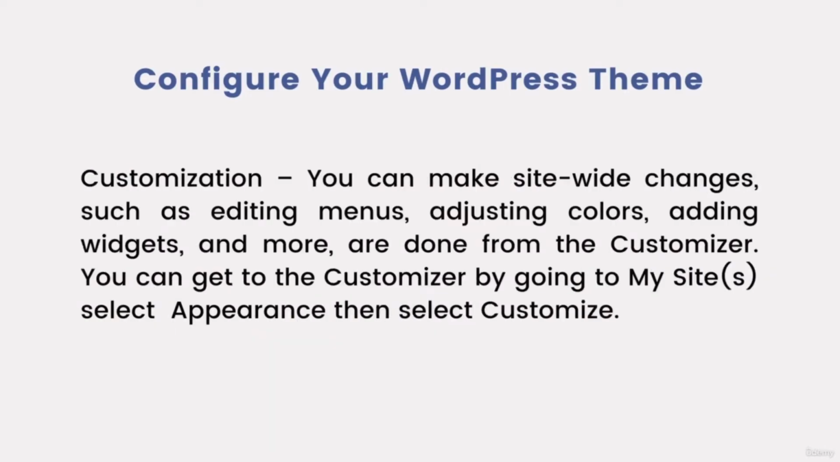Number 2. Customization. You can make site-wide changes such as editing menus, adjusting colors, adding widgets and more, from the customizer. You can get to the customizer by going to My Sites, select Appearance, then select Customize.